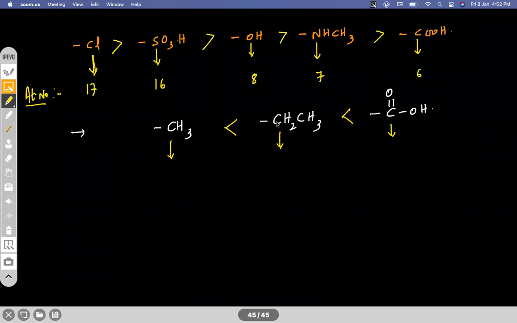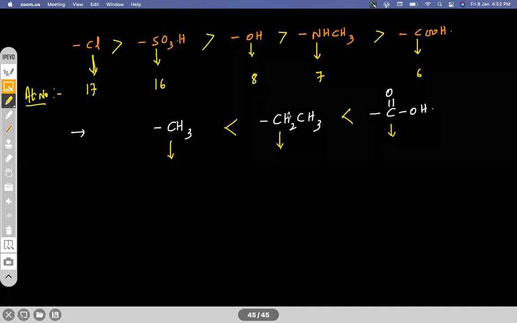Here we have carbon as the first atom. Second atom is again carbon. So carbon and hydrogen we compare then. So obviously carbon is more, so this one is higher priority than this. If we compare the second atom here, that is oxygen. Oxygen and carbon. Obviously oxygen has more atomic number. Hence this is the priority order.